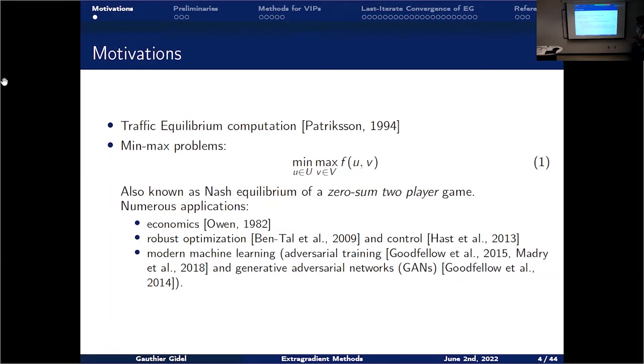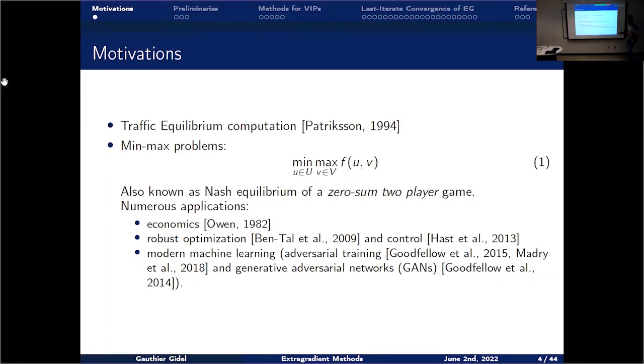Adversarial training and generative adversarial networks, for instance, can be formulated as a min-max problem, where U and V are, not always, but often, the parameters of your neural networks. You have a competition between these two neural networks in specific games, and so it ends up being a min-max problem.